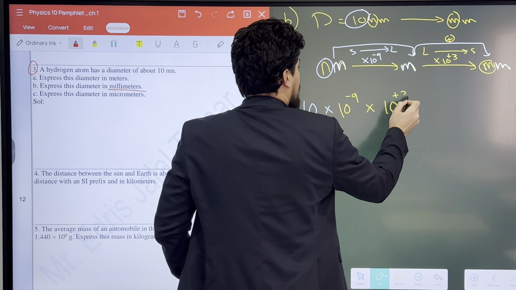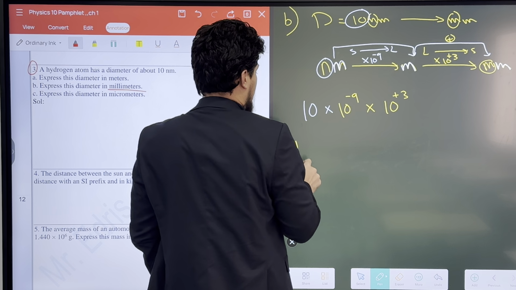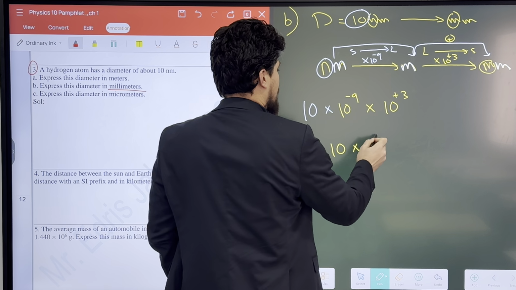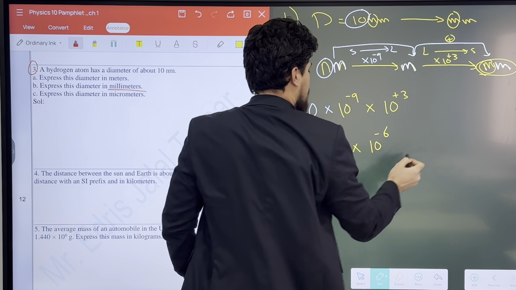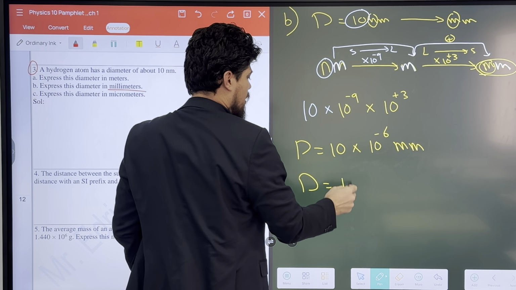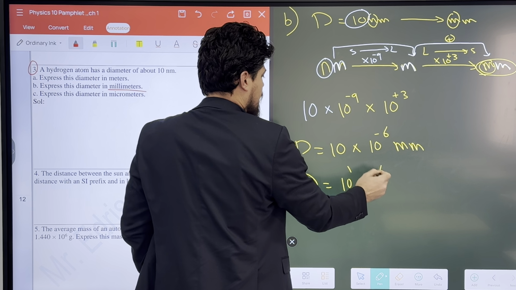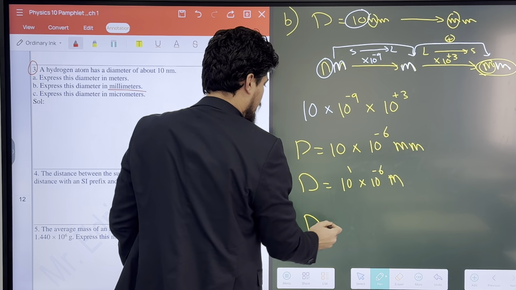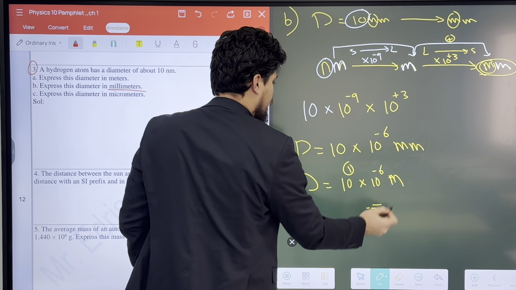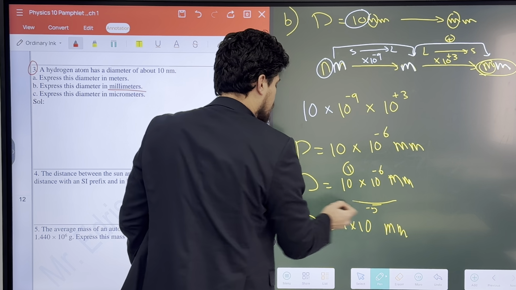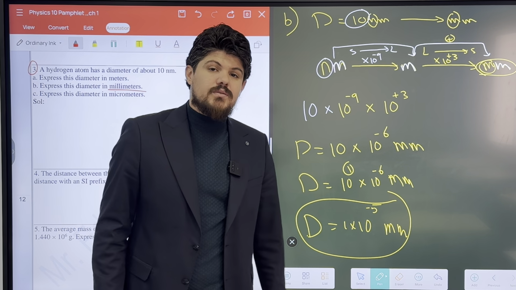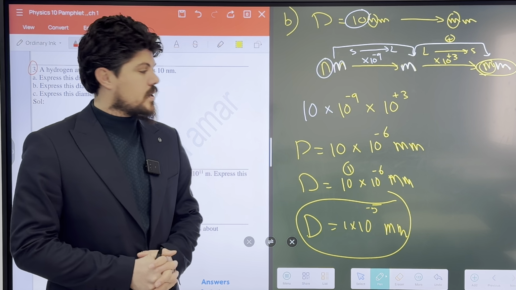Times what? 10 power positive 3. Now multiply. The diameter is equal to, bring down this 10. 10 times negative 9 with positive 3 is equal to 10 power negative 6. What is the last unit? Millimeter. And we can simplify this. It's going to be 10 power 1 times 10 power negative 6 millimeter, which is equal to what? Positive 1, negative 6 is equal to what? 1 times 10 power negative 5 millimeter. So 10 nanometer is equal to 10 power negative 5 millimeter, yes, but different prefix, okay?